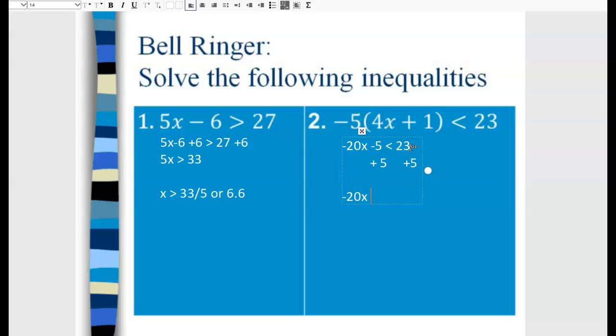And then you have -20x less than 28. Divide both sides by -20. And you have to remember, when you divide an inequality by a negative, the direction changes. And 28 divided by -20, both simplify by 4. So you have x greater than -7/5, or -1.4.